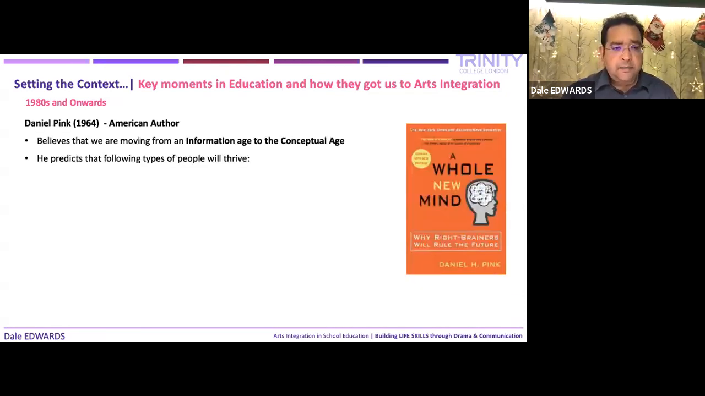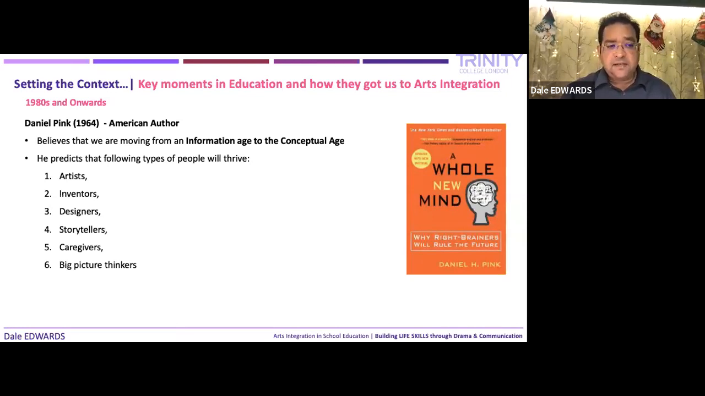Daniel Pink, an American author, in his book, A Whole New Mind, showed us how we're moving from an informational age to a conceptual age. And when you think about it, it's all about creating and creativity. And that's where a lot of us who develop creative skills will find the future. And he kind of said that there are basically a few types of people who would do really well in life. They're artists, inventors, designers, storytellers, caregivers, and big picture thinkers.